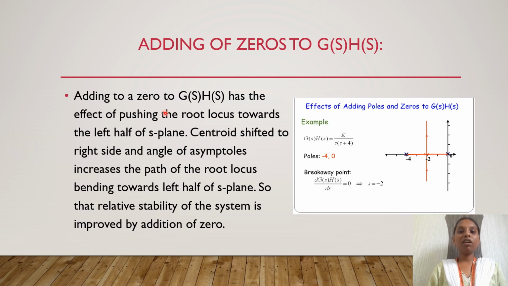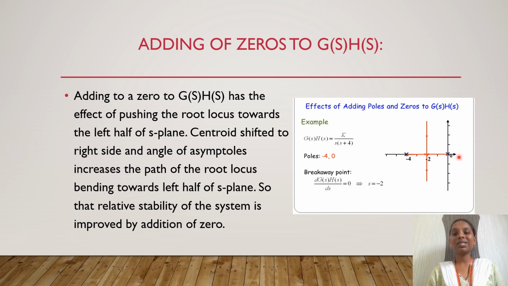Next, adding zeros to G(s)H(s). Adding a zero to G(s)H(s) has the effect of pushing the root locus towards the left half of the s plane, the centroid is shifted towards the right side, and the angle of asymptotes increases. The path of the root locus bends towards the left half of the s plane, so that the relative stability of the system is improved by the addition of a zero.